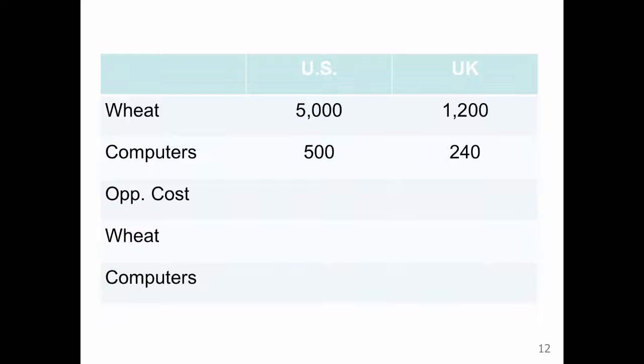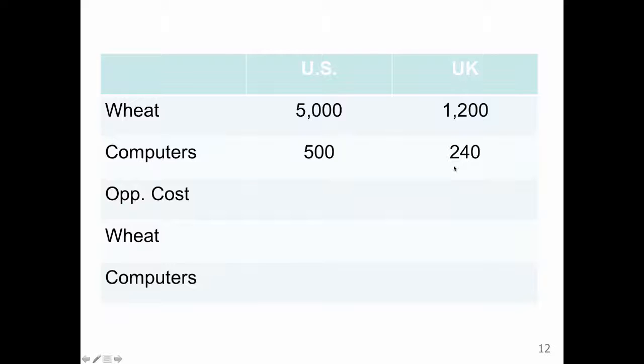And so I just put a table together, and what I'm showing here, again, the US and the UK, wheat and computers, and again, I'm showing those extreme points on the PPF. So the US could, again, produce either 5,000 tons of wheat at the most, or 500 computers at the most, or some combination in between. And here again for the UK, 1,200 wheat or 240 computers.